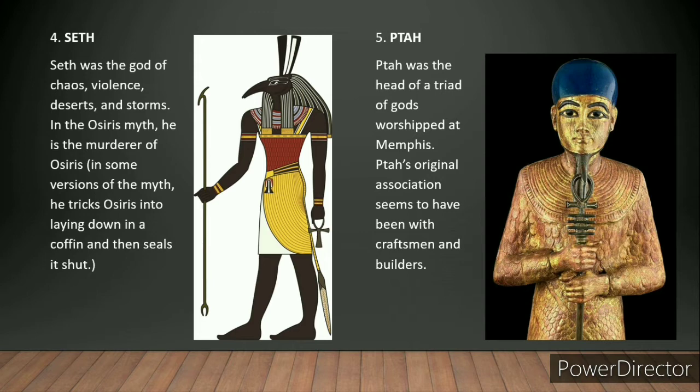Fourth, Set. Set was the god of chaos, violence, deserts, and storms. In the Osiris myth, he is the murderer of Osiris. In some versions of the myth, he tricks Osiris into lying down in a coffin and then seals it shut. Fifth is Ptah. Ptah was the head of a triad of gods worshipped at Memphis. The other two members of the triad were Ptah's wife, the lion-headed goddess Sekhmet, and the god Nefertem, who may have been the couple's son.